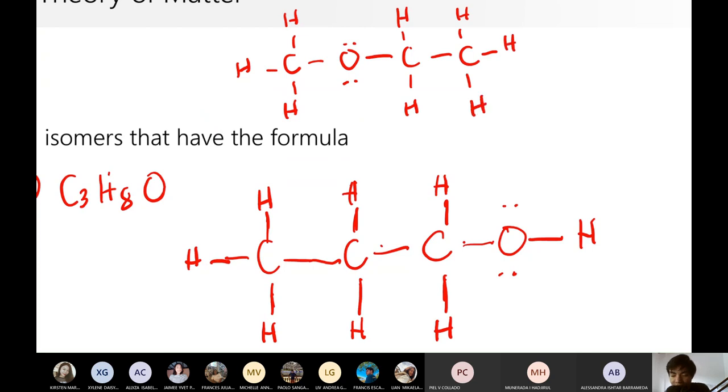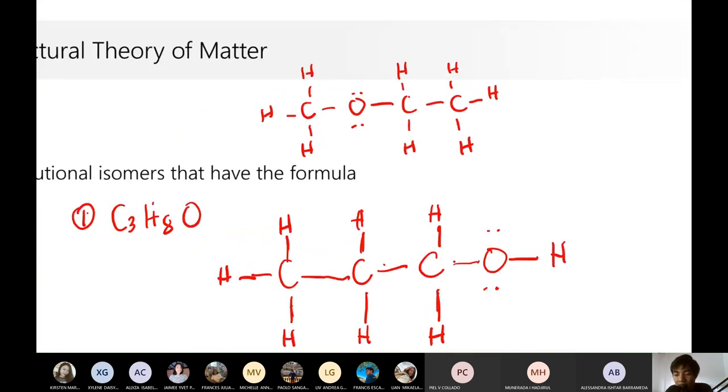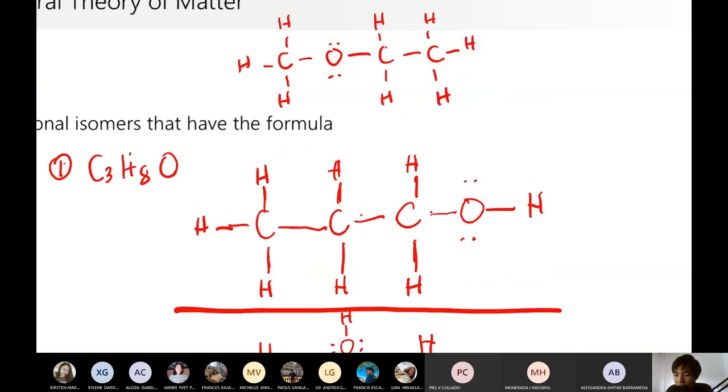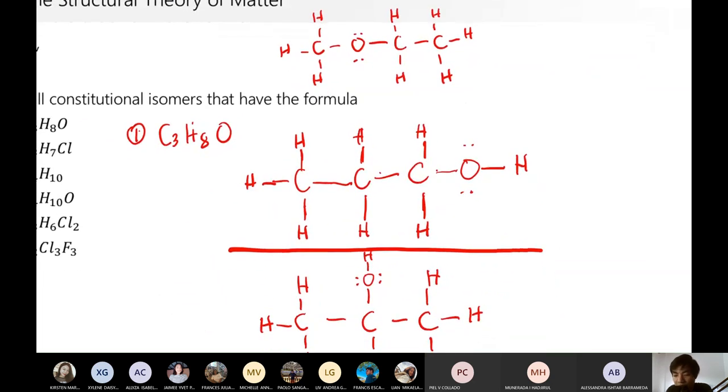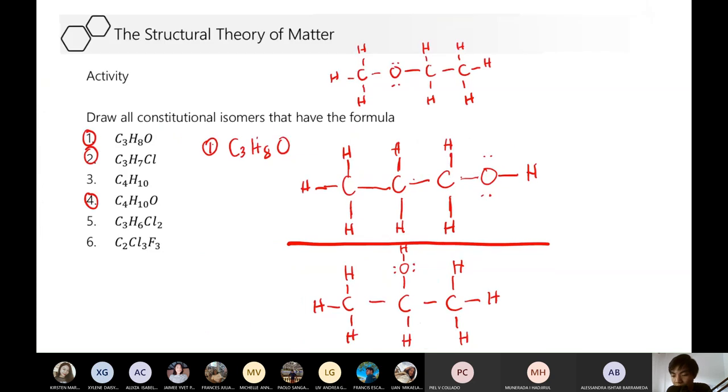Okay, so mapapansin natin, the three molecules have different connectivities. So, pag magkakaiba sila ng connectivity, that means they are isomers. So, this is structure at the top. The oxygen is connected to two different carbons. Itong carbon na CH3, itong carbon na CH2. So, that's one variation.